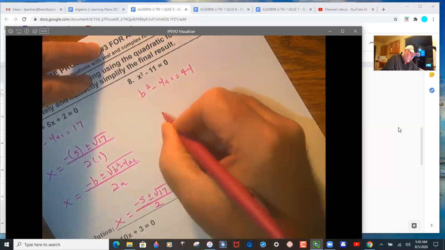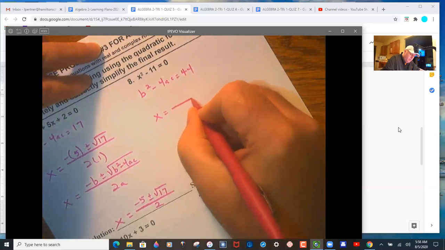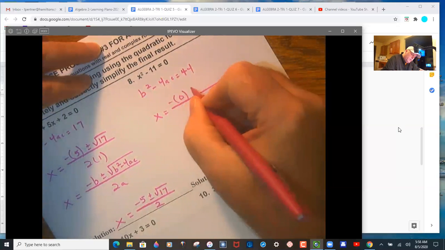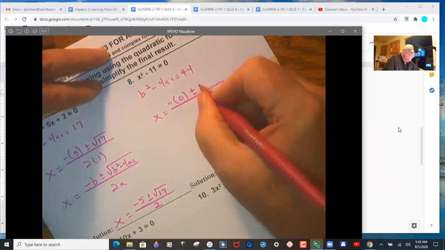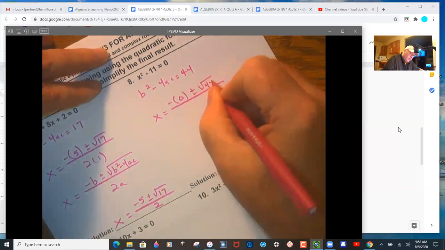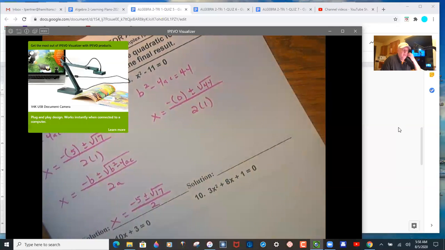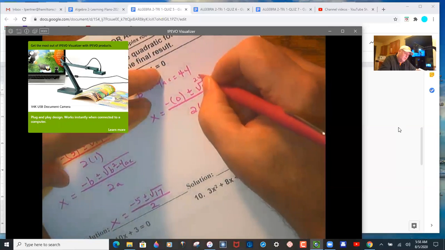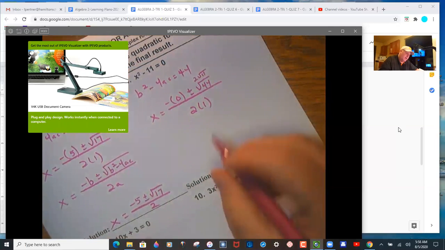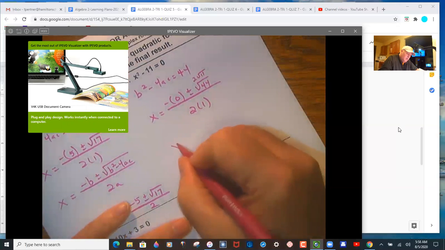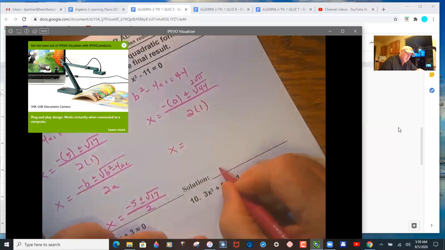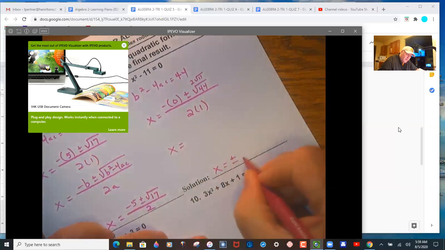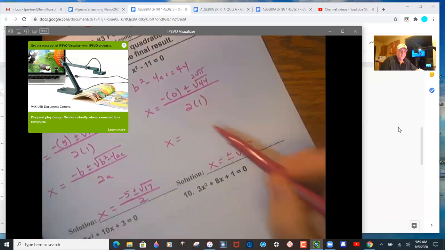On number 8, we get 44. So 0 is b. Square root of 44 over 2 times 1. So now the square root of 44 will reduce. 2 times the square root of 11. The square root of 4 times square root of 11. So this is going to be plus and minus the square root of 11. These 2's will drop out.